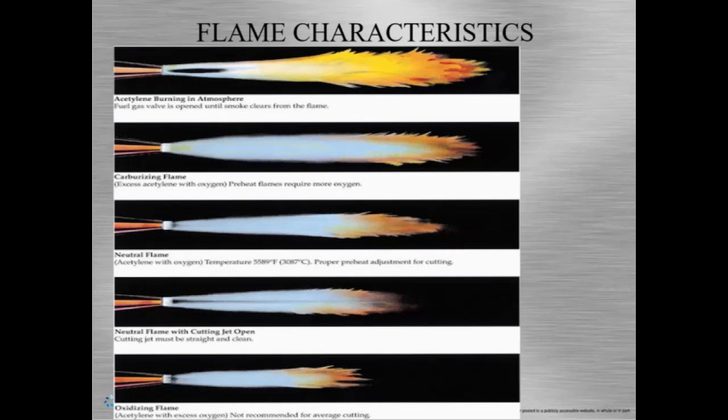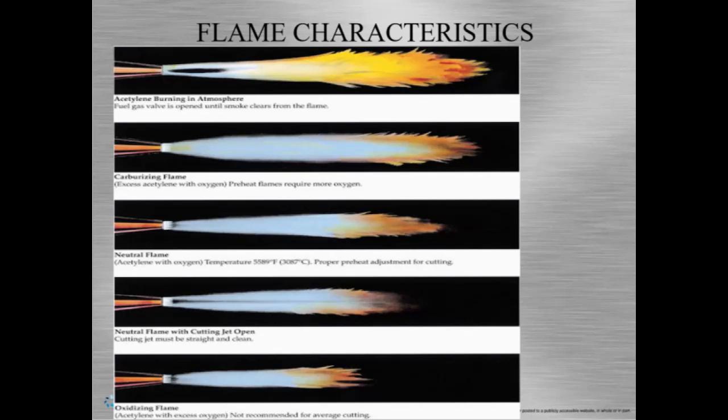Okay, so the first picture shows what acetylene looks like when it is first lit, okay? It has really liquidy flames. The second flame is called a carburizing flame, or an excess of acetylene. The third is a neutral flame. This is the type that we want to use for cutting and welding. We have the same amount of oxygen and acetylene or fuel gas, okay?